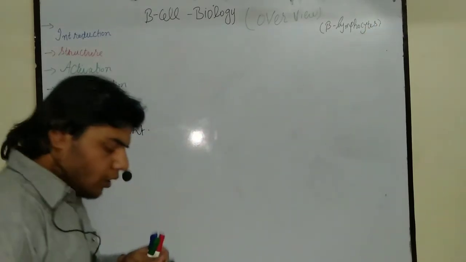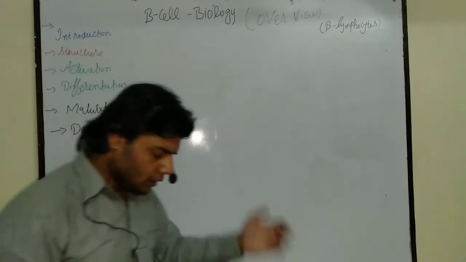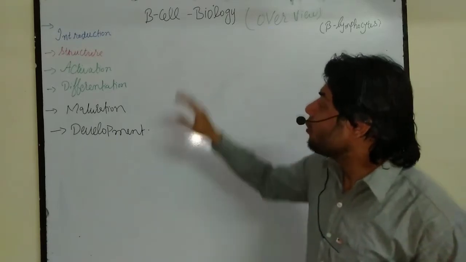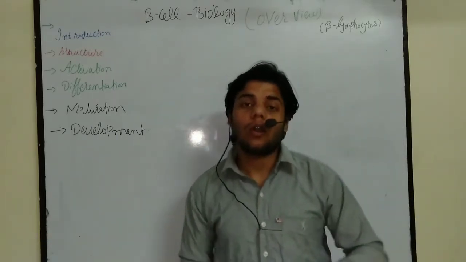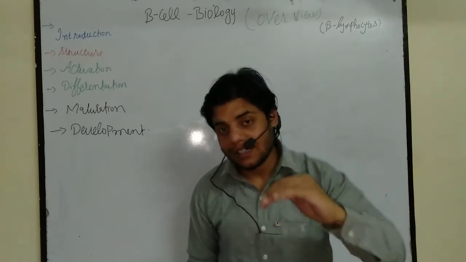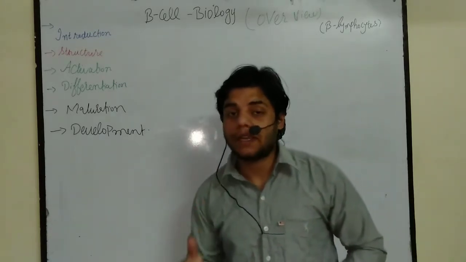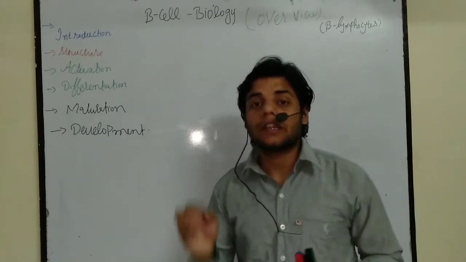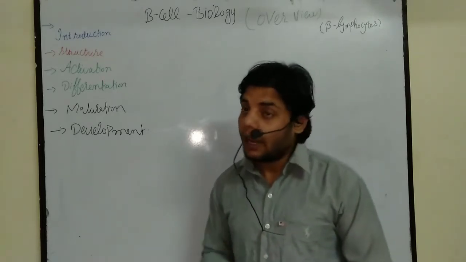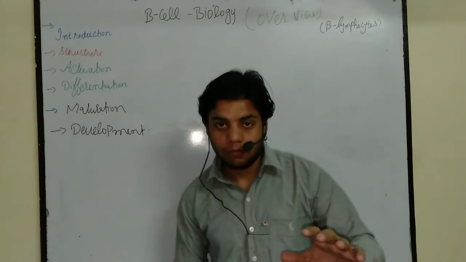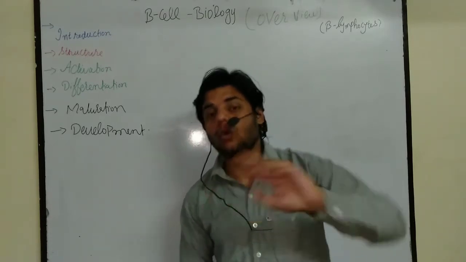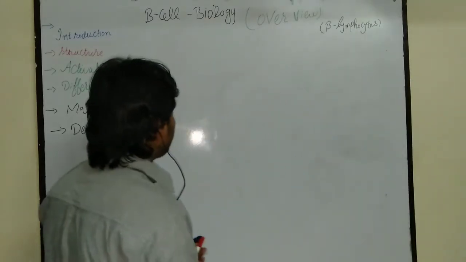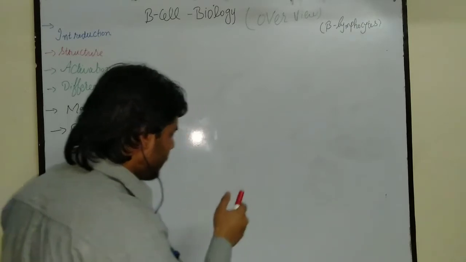First of all, let me talk a little bit about the discovery of the B cell, how it was actually discovered. The B cell was first discovered inside the bursa of Fabricius of the bird, or we can say inside the bone marrow of the human body, and after that the name B cell was given. Why? Because B means bursa of Fabricius, or B means bone marrow or bird. That's why the name is B cell. That is a little bit about the B cell discovery.